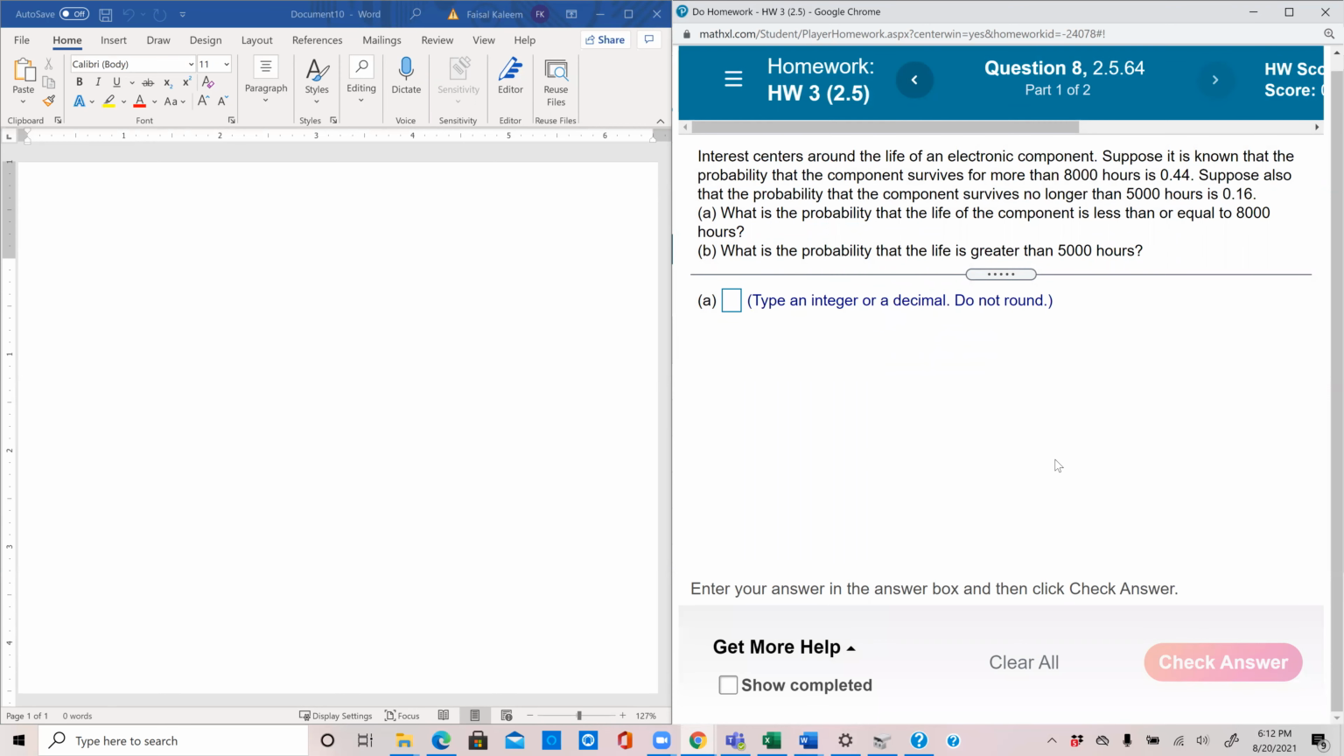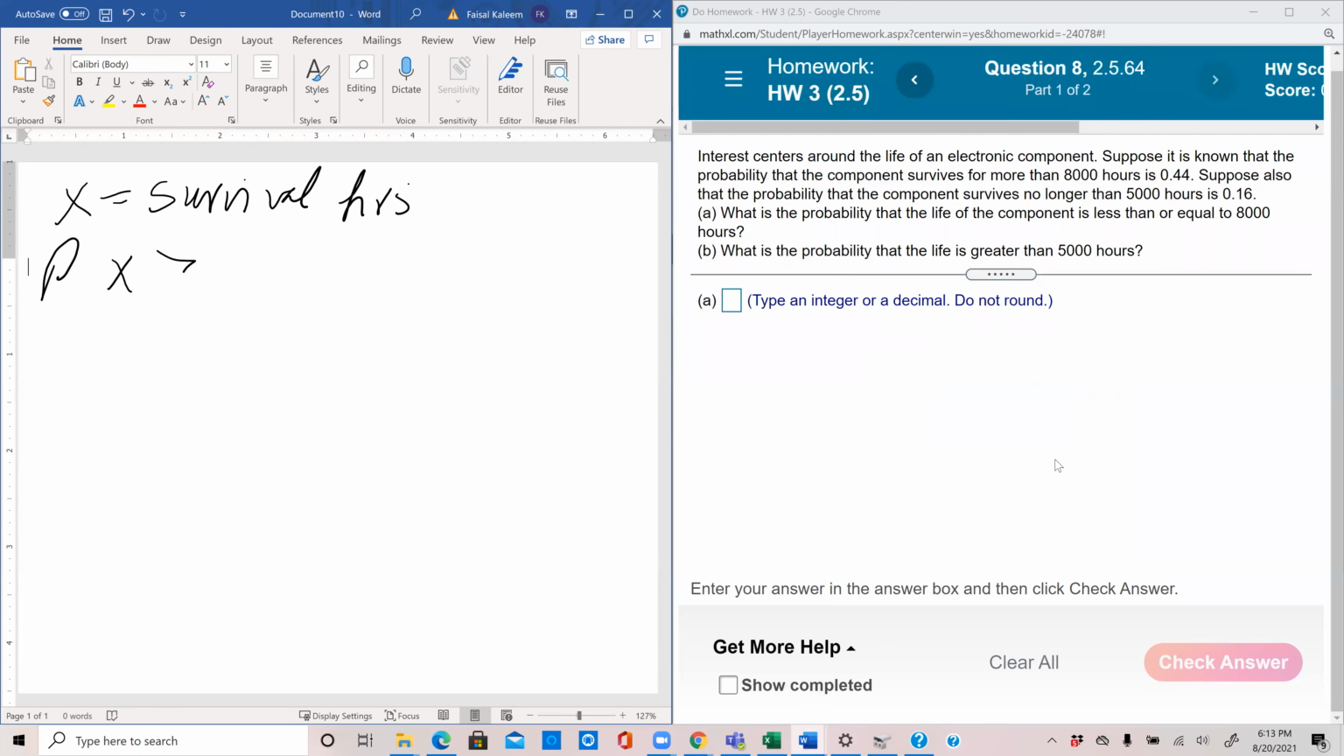Interest centers around the life of an electronic component. It's known that the probability the component survives more than 8,000 hours is 0.44. So let X be the life, X equal to survival hours. So the probability X is more than 8,000 equals 0.44.